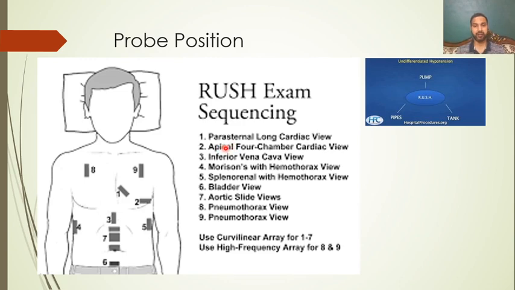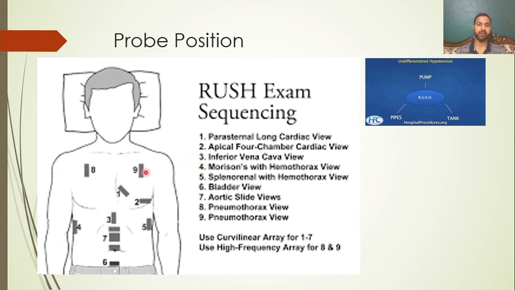Next important view is the apical four-chamber view, under which you can see all the chambers of the heart, that is RA, RV, LA and LV. You can have a gross assessment of the ventricular contractility, that is RV or LV. You can also find whether any kind of fluid collection is there or not.